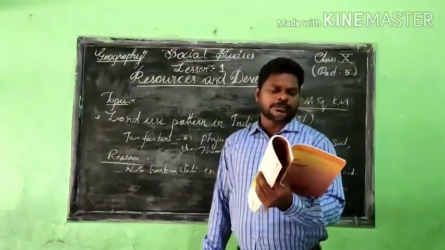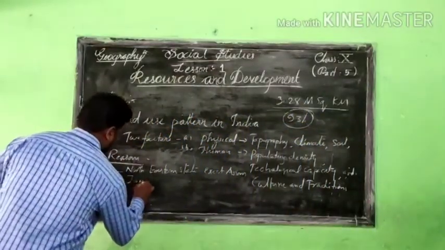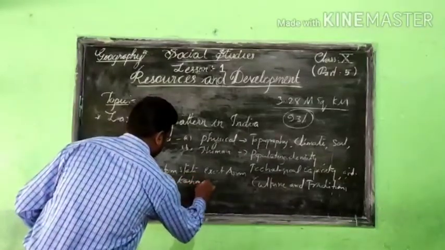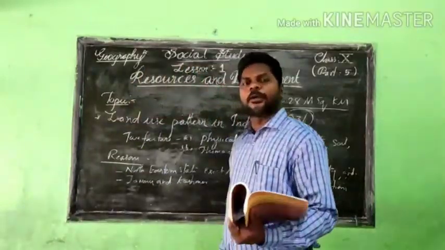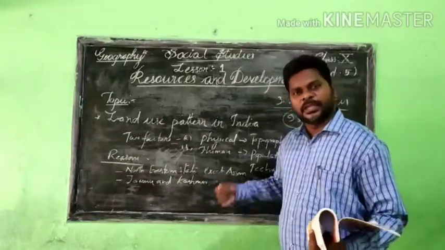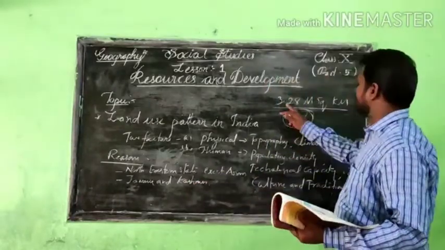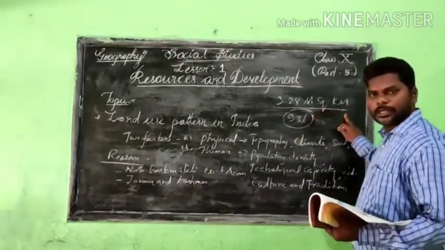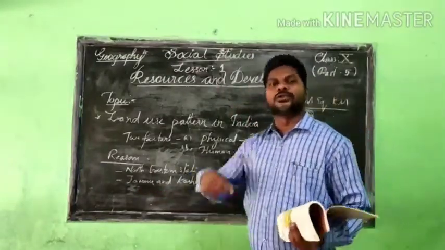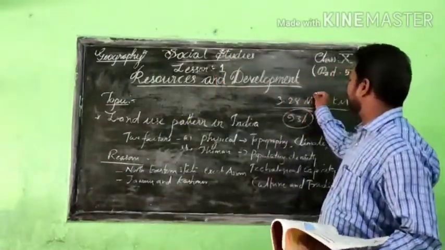And point number 2, Jammu and Kashmir occupied by Pakistan. There are some areas occupied by Pakistan. These states also belong to India, but some areas are occupied by Pakistan, so they may also come under the 3.28 million square kilometers. But those areas of Jammu and Kashmir occupied by Pakistan we are unable to cultivate, so we are unable to cultivate the total area.